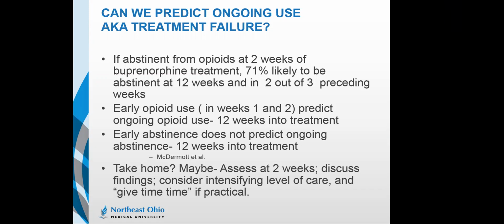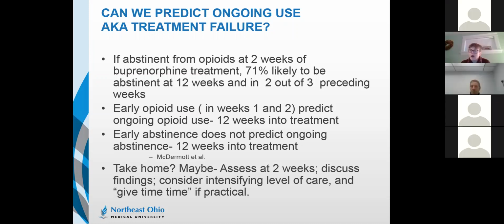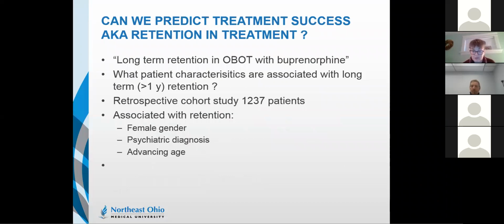The take home there for me is that a 2-week assessment might be helpful, and it might be a time to look at whether we need to augment resources, or even if that person is appropriate for buprenorphine as opposed to, say, a more structured program like methadone treatment. So that would be that time where we might think about intensifying a level of care, adding resources, or deciding if we just really need to give time for things to sort out.